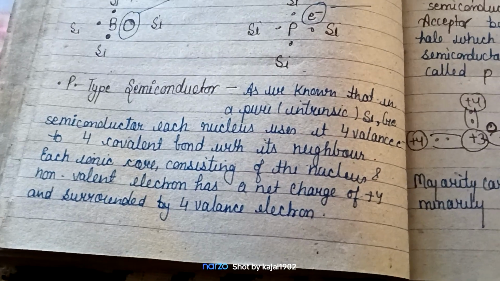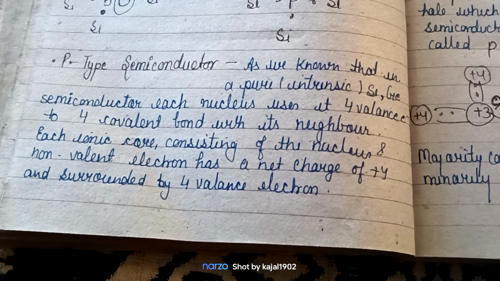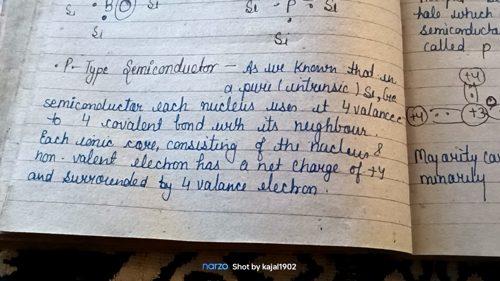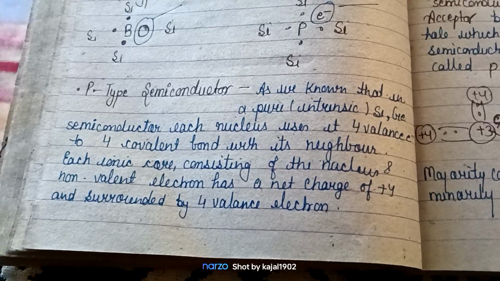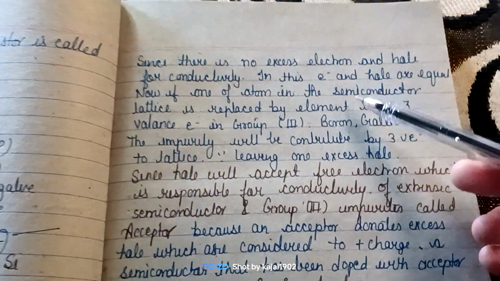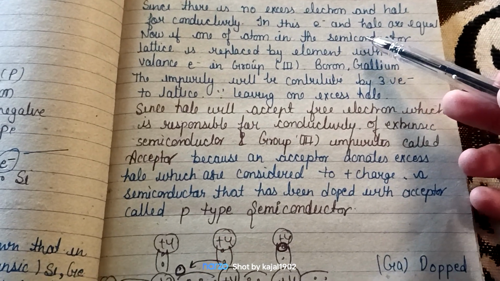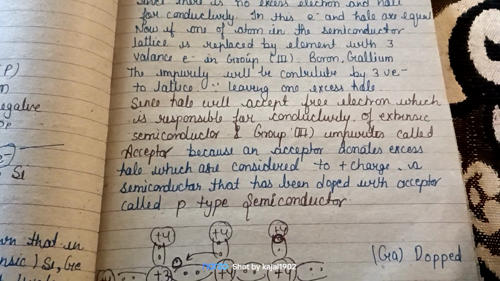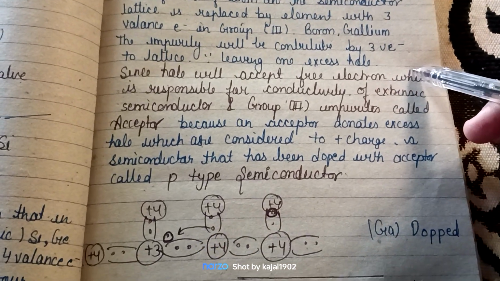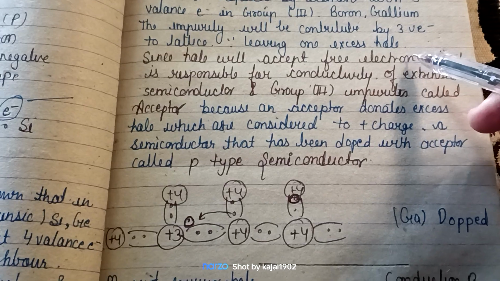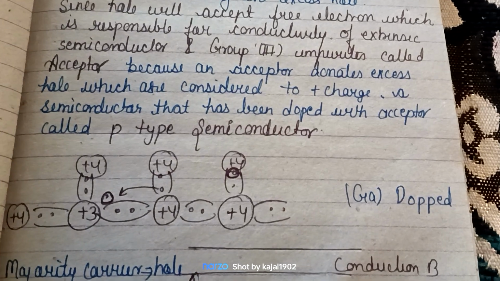As we know, in a pure intrinsic silicon semiconductor, each nucleus has four valence electrons forming bonds with its neighbors. Each ionic core, consisting of the nucleus and the non-valence electrons, has a net positive charge and is surrounded by four valence electrons. Since there is no excess electron or hole for conductivity, the numbers of electrons and holes are equal. Now if an atom in the semiconductor lattice is replaced by an element with 3 valence electrons from the group, such as boron, the impurity will contribute 3 electrons to the lattice, leaving one excess hole. The hole is the acceptor of an electron, which is responsible for the conductivity of the extrinsic semiconductor.